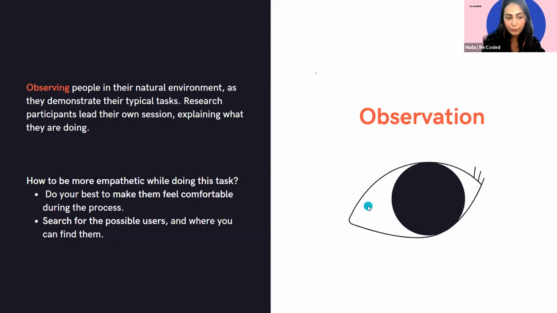Another tip for this part of empathizing is to search for possible users and where you can find them. If you want to fix a problem for people living in Uganda, you have to go there and observe them. You cannot observe people living in the USA. It's different. So you have to go where your users actually live, or where you can find them.